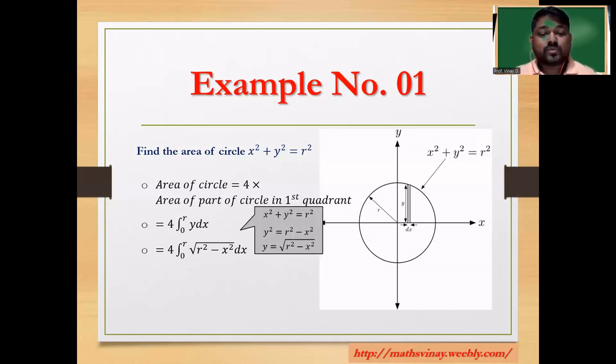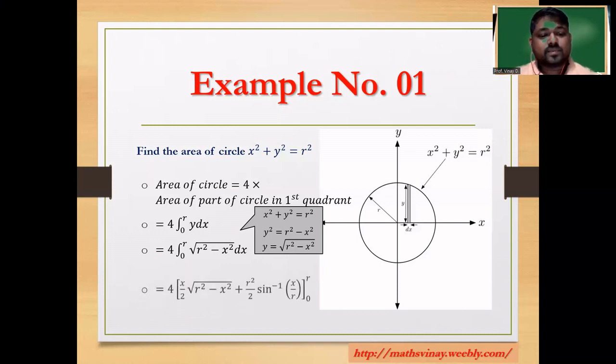We have x square plus y square is equal to r square. That means y square is equal to r square minus x square. And by taking the square root on both sides, we'll get y is equal to under root r square minus x square. Now you will say, why is it not plus minus? Yes, it can be plus minus, but we are in the first quadrant. So in the first quadrant, all the coordinates x and y are positive. That's why we take y as the positive square root of r square minus x square.